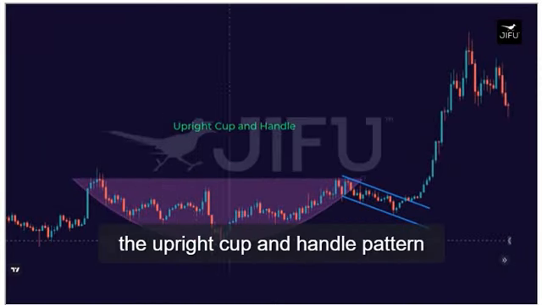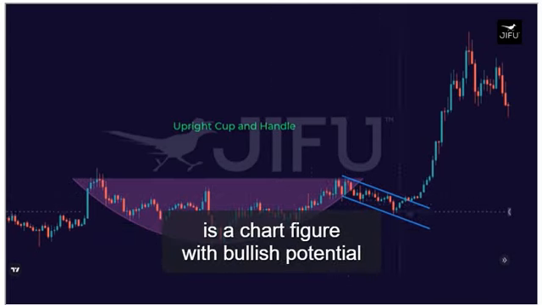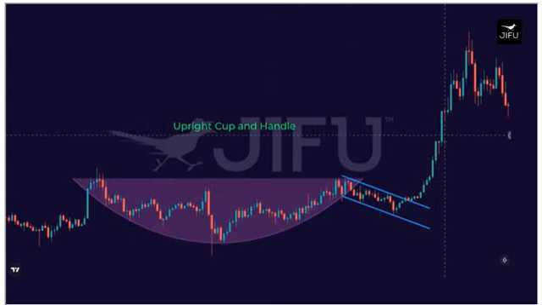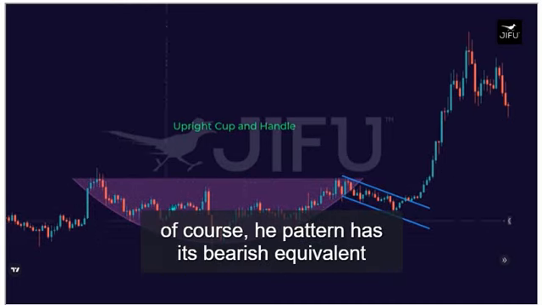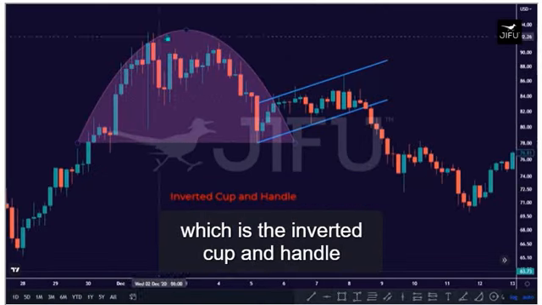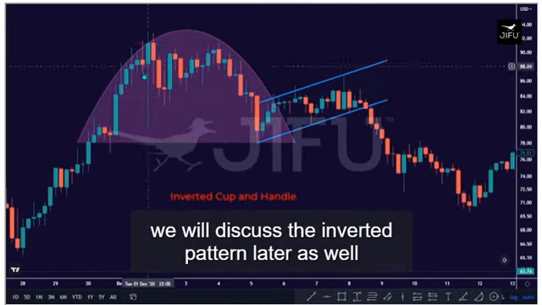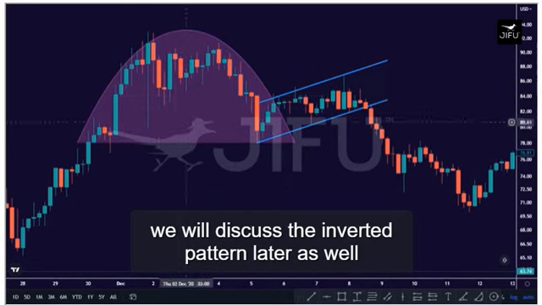The upright cup and handle pattern is a chart figure with bullish potential. The pattern could appear after a price increase or a price decrease. Of course, the pattern has its bearish equivalent, which is the inverted cup and handle. We will discuss the inverted pattern later as well.